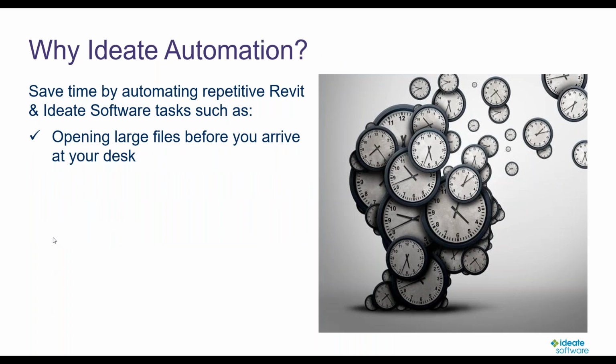So automation will run on any Revit files from any of those versions. So what are we talking about here? Let's look at some of the common tasks that you can run with Ideate Automation, either with or without some of the other Ideate software solutions. So, opening large files before you arrive at your desk. This was a popular customer request which we've implemented in the last version. You can now schedule those Revit files to open whilst you're on your way to work or whilst you're having your breakfast, so that when you sit at your desk, the file will automatically be open for you.